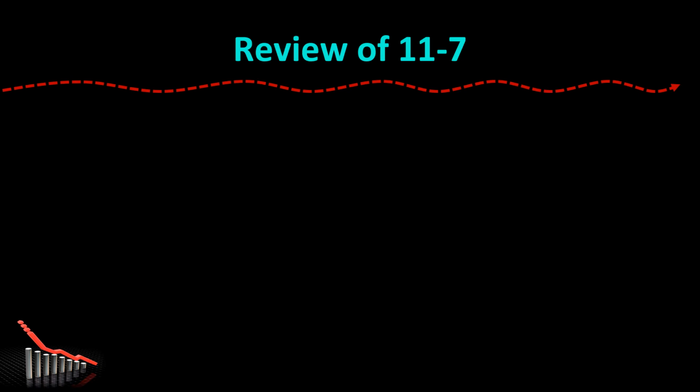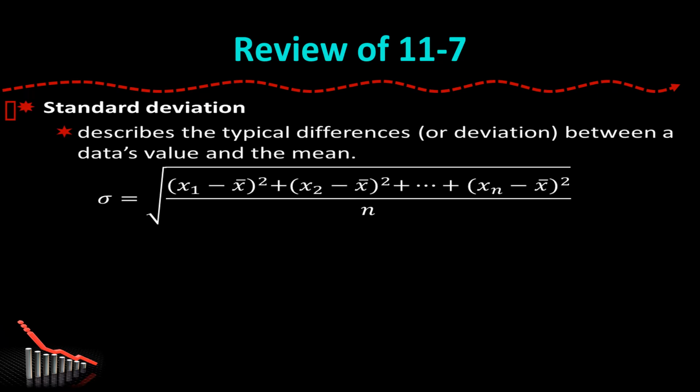Okay, welcome back. This is just going to be a little review of 11.7 because in today's lesson on normal distribution, we're going to be referring back to this standard deviation. So what is standard deviation? Well, we typically use the lowercase sigma to notate it, and it's the square root of the variance, and it describes the typical differences or deviation between a data's value and the mean of the data set. So we're going to be using this standard deviation within our discussion today. So that is something we should really be familiar with. Okay, let's slide on.